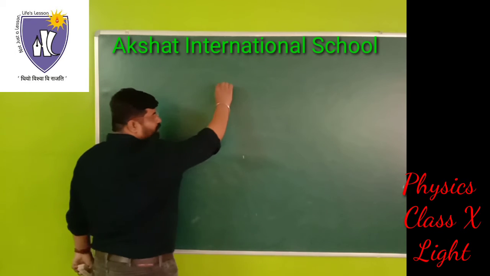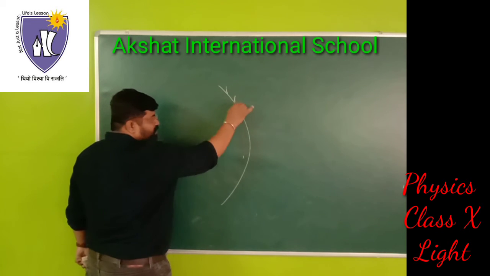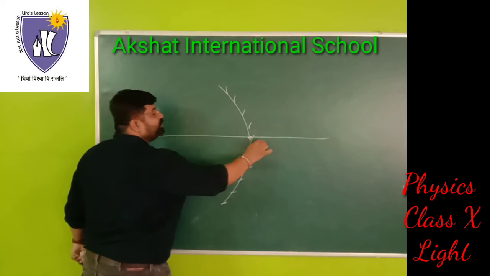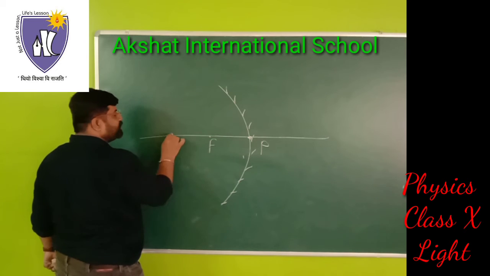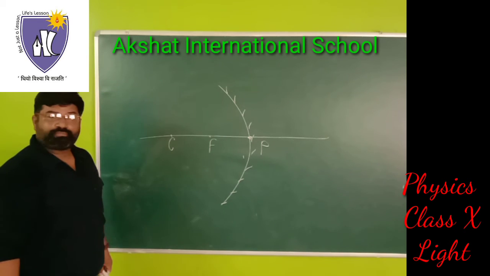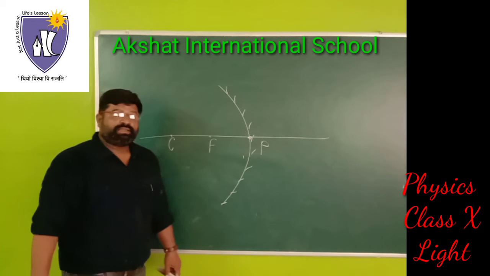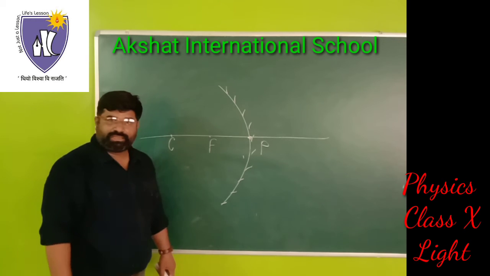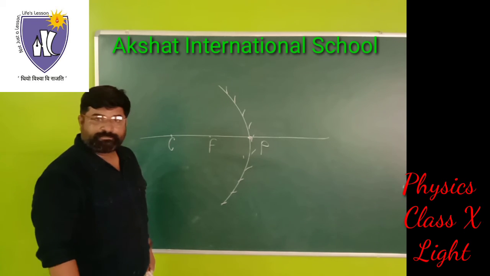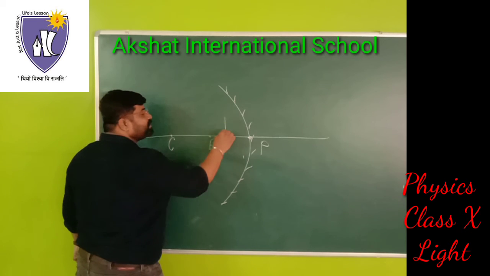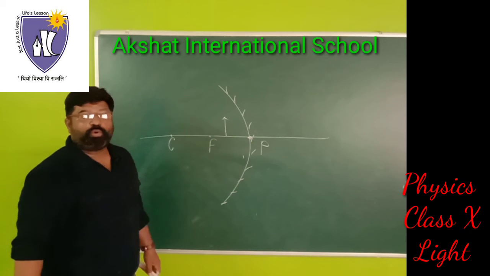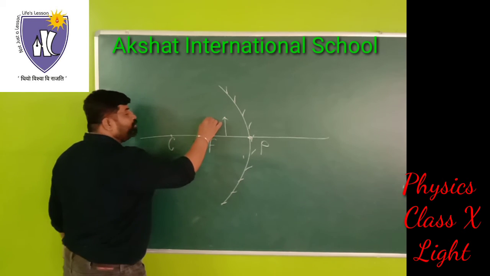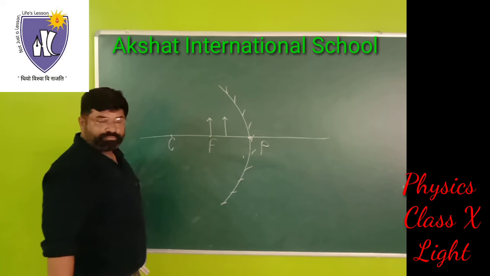Say suppose I have a concave mirror and this is the pole, here is the focus and say here is the center of curvature. Now what are those 6 different positions where I can keep the object and I'll get different positions of the images, and the nature of the image also changes. So the first position is when the object is kept between pole and focus. Second position, when the object is kept at focus.